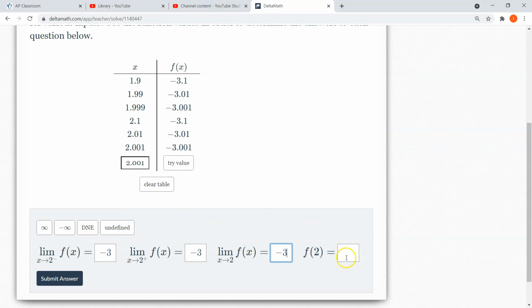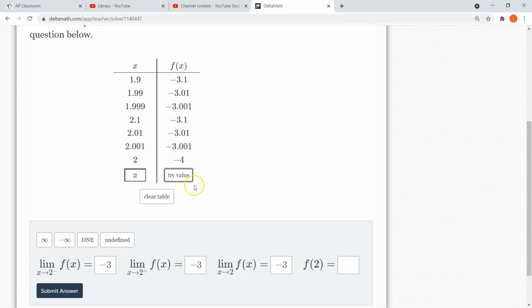Then the last thing is, what is f of 2? Well, that means we just plug in plain old 2 and see if it spits something out for us. Interesting. So f of 2 is actually -4. Okay, so that's an interesting result. So we have, as we're walking towards 2 along our graph, we get closer and closer to -3, but then the actual result that we get when we plug in is -4.